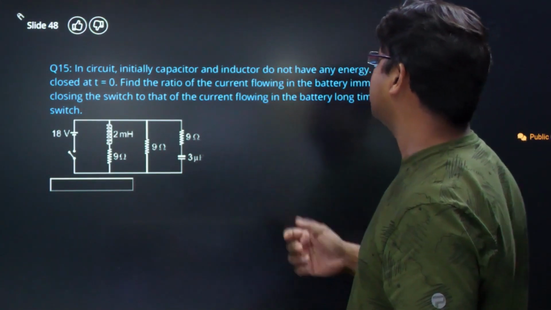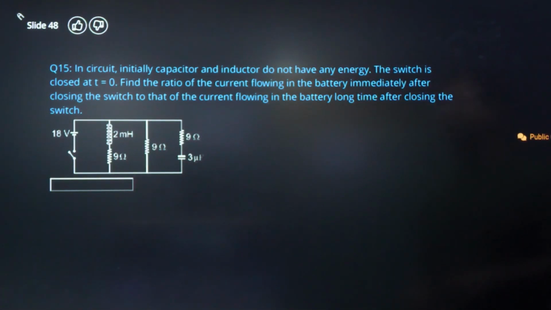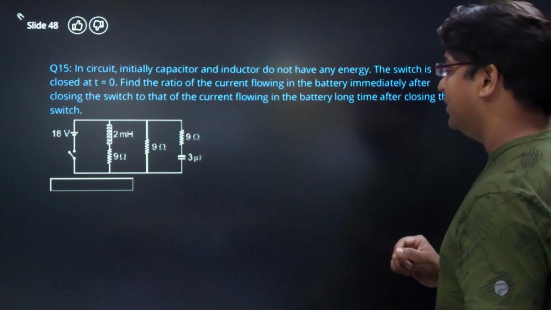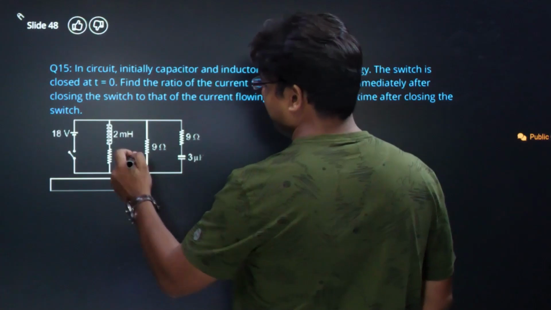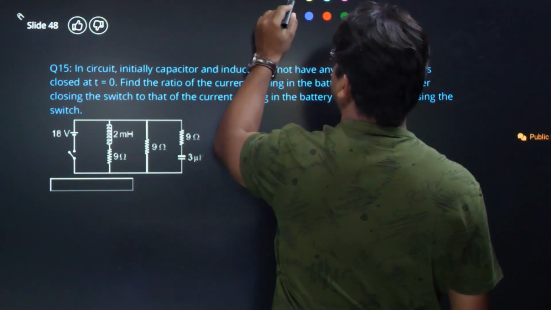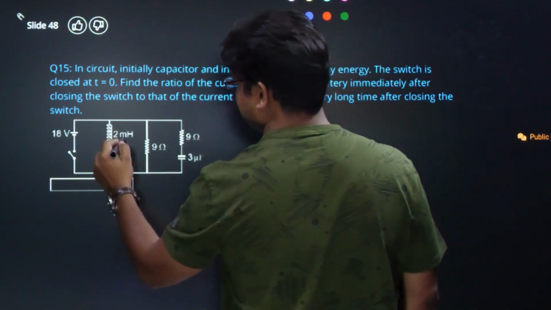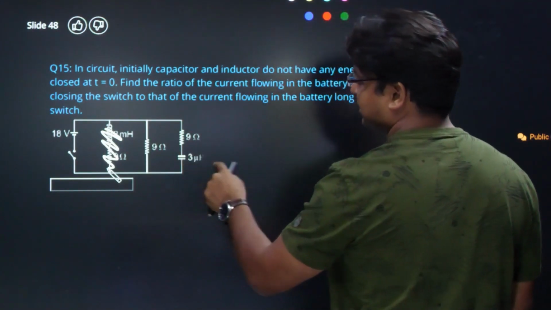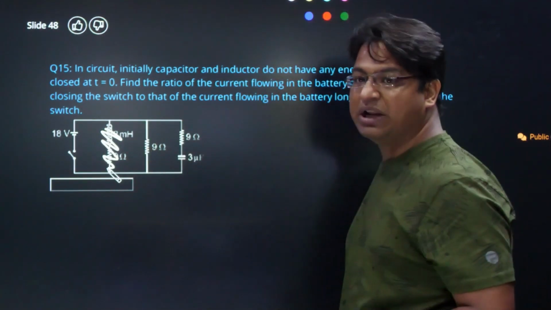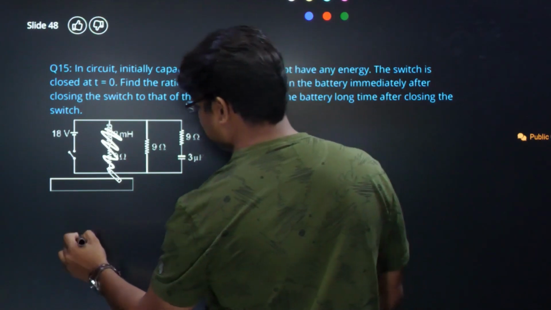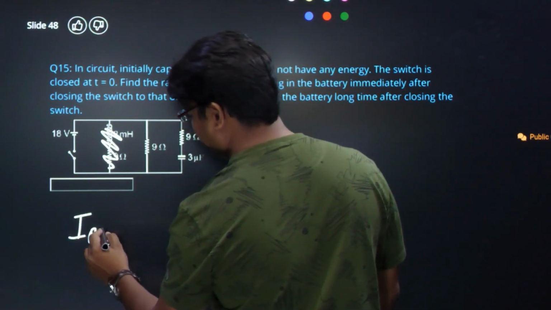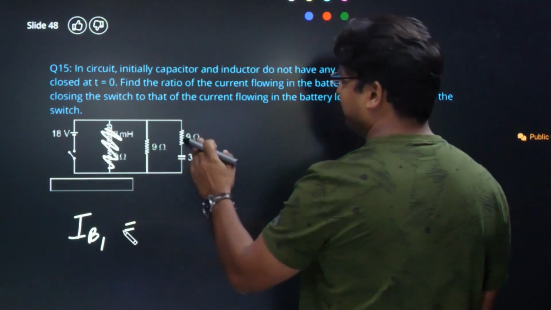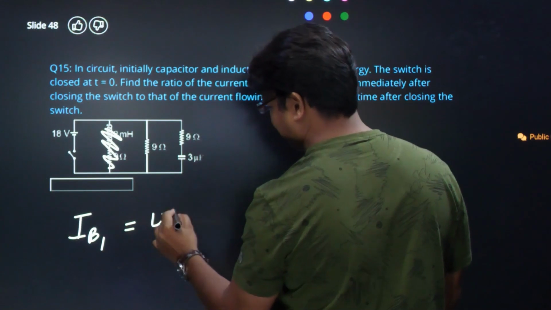Okay, so find the ratio of the current flowing in the battery immediately after closing the switch. So the moment we close the switch, we can discount this branch, because no current can flow through this. Okay, and this will behave as a connecting wire, so the equivalent resistance will be 9 by 2. If the equivalent resistance is 9 by 2, then the current flowing through the battery right after closing the switch, 18 by 4.5, that is 4 ampere.